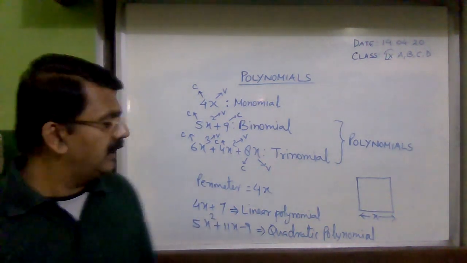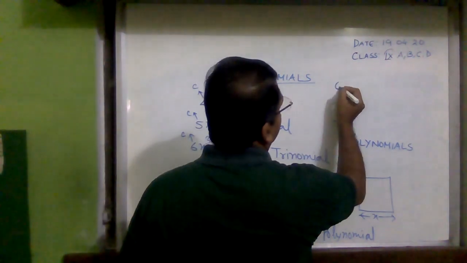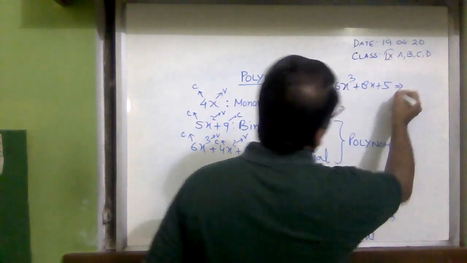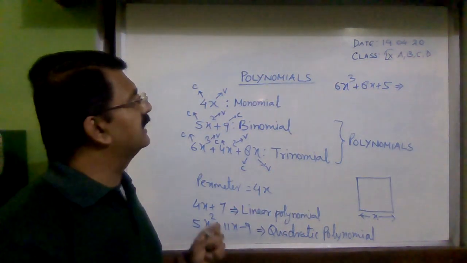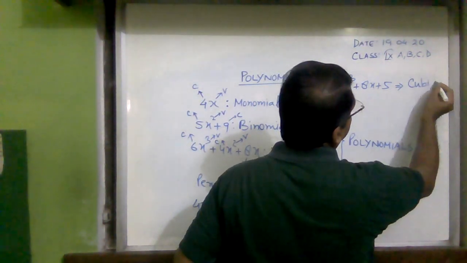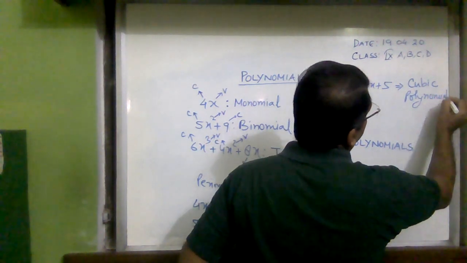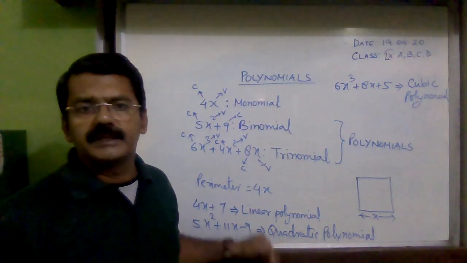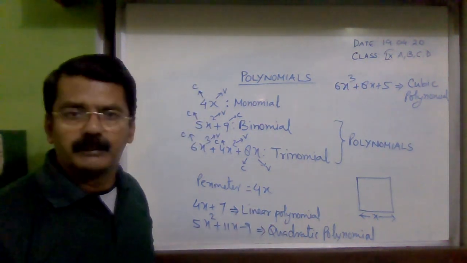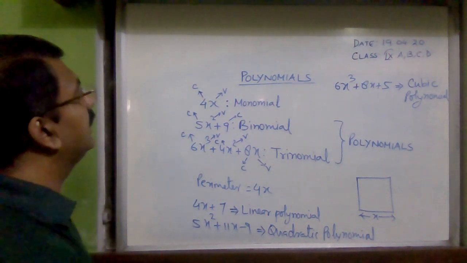And in a polynomial, if the highest power of the variable is 3, say 6x cube plus 8x plus 5, then it is called a cubic polynomial. So I hope it is clear to all of you what is a linear polynomial, quadratic polynomial or cubic polynomial. Now, what is the degree of a polynomial?